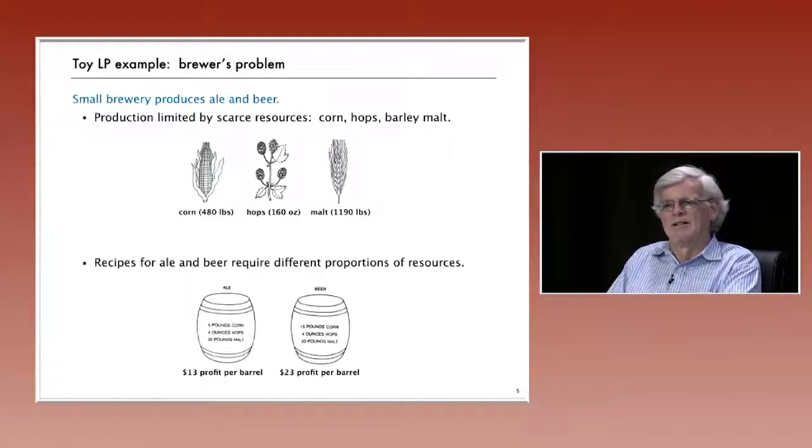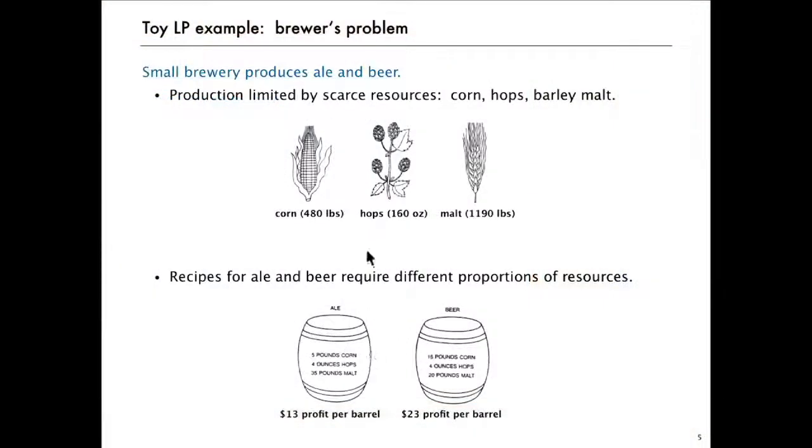Now, they know how to make two things. They know how to make ale, and they know how to make beer. And there's a recipe for the ale and the beer that uses these scarce resources.